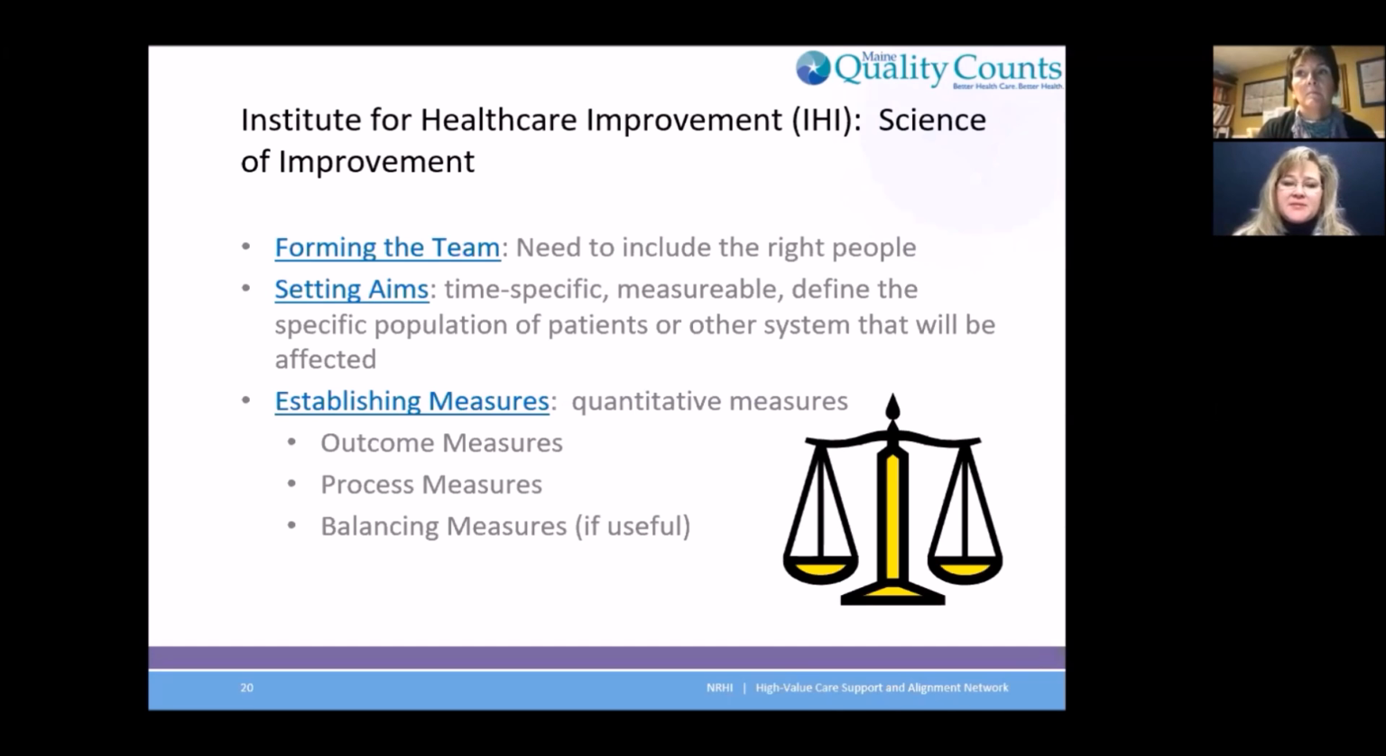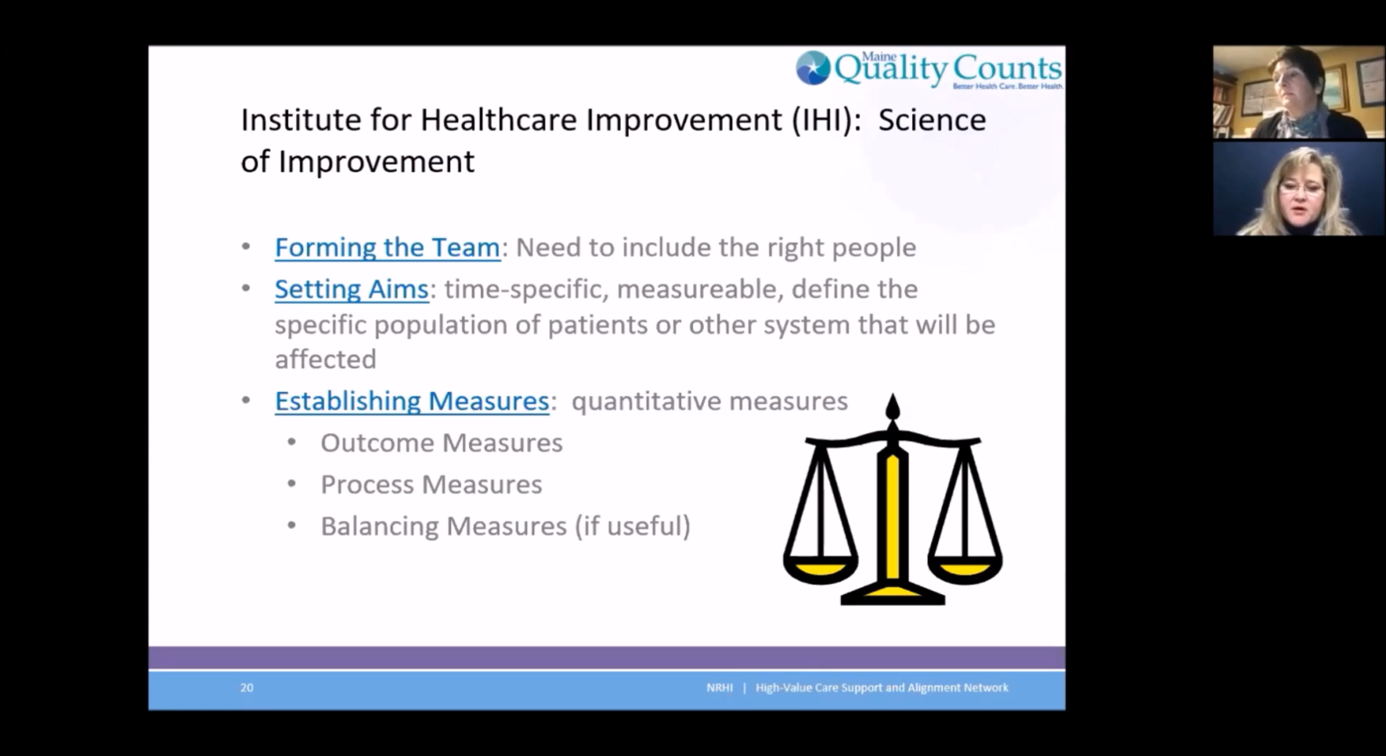So we want it to be time specific, measurable, and define that specific population of patients or a system or what's going to be affected. And then we do that by looking at different measures. And so most commonly, what I have seen, and Sue, again, feel free to jump in on this, is outcome measures, process measures, and balancing measures.